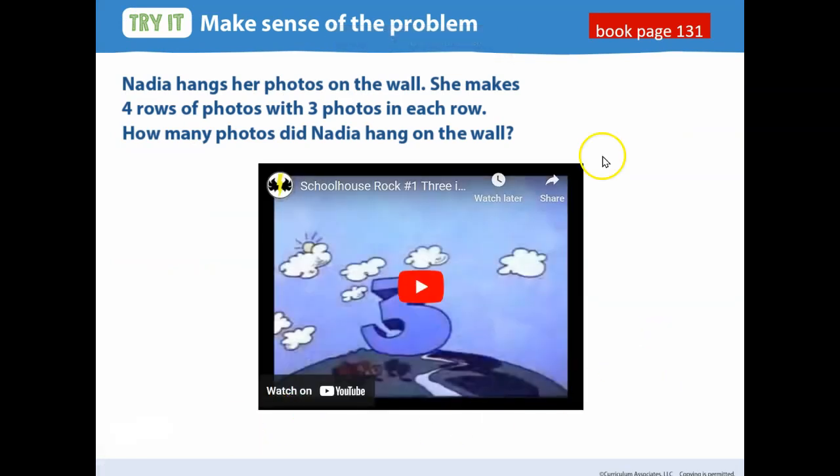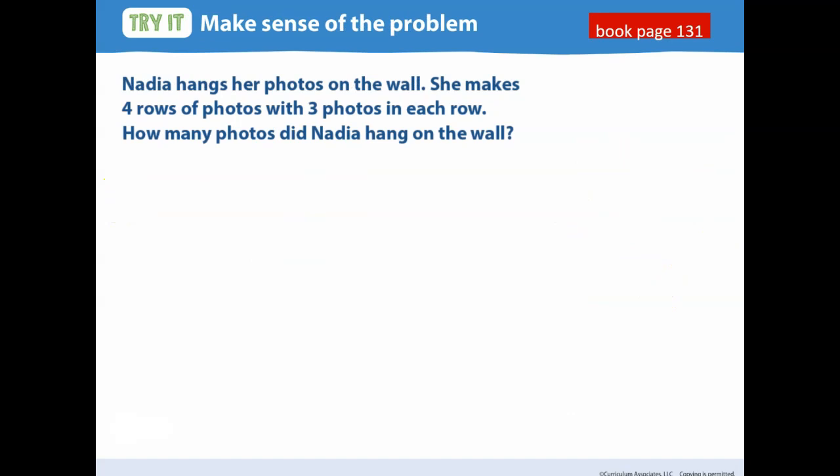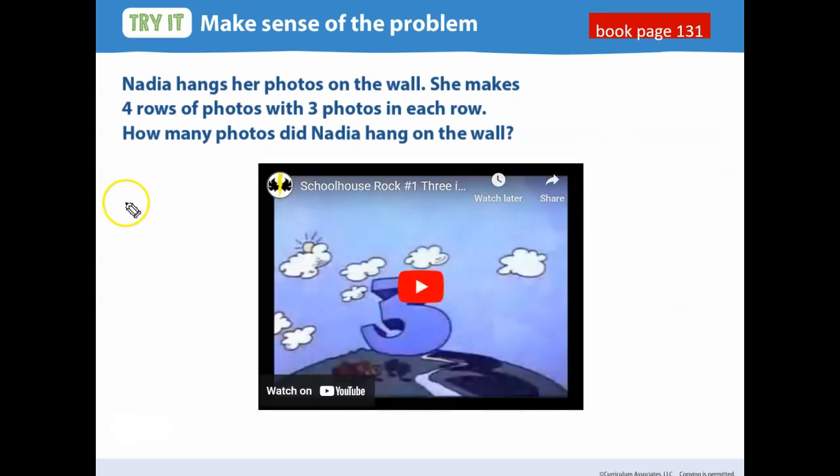All right, what's the video? So it says Nadia hangs her photos on the wall. She makes 4 rows of photos. Okay, she made 4 rows. Got it. Let's see. Oops, go back. Sorry, my bad. Let's do it this way. So 4 rows, right? 1, 2, 3, 4. Okay, with 3 photos in each row.